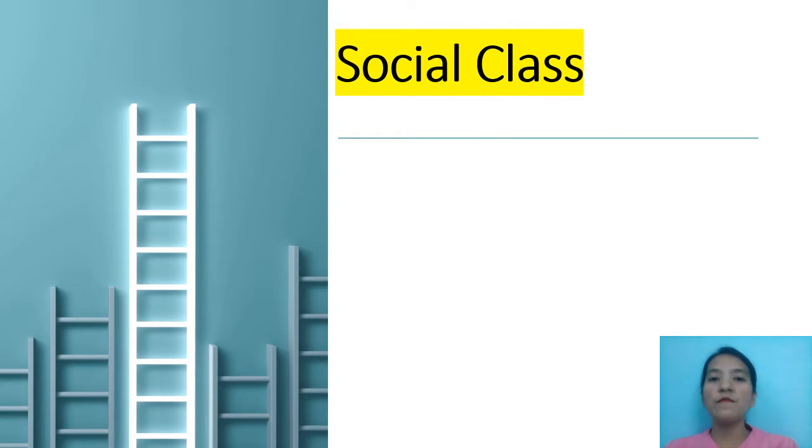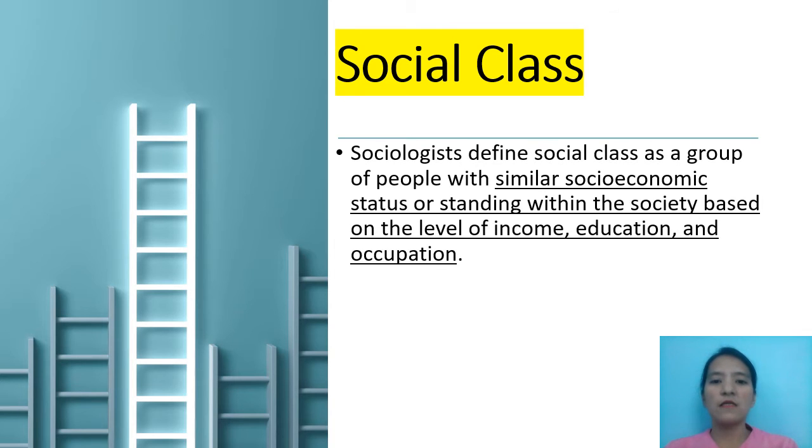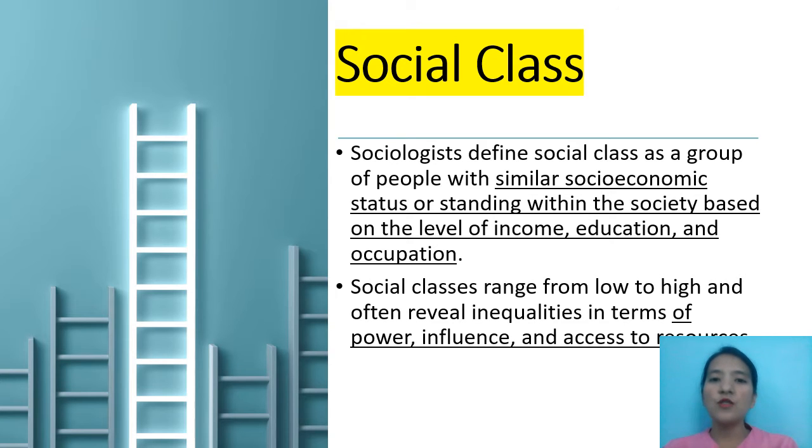Social class is one of the topics discussed using Marxist literary criticism. And talking about social class, sociologists define social class as a group of people with similar socioeconomic status or standing within the society based on the level of income, education, and occupation. Social classes range from low to high and often reveal inequalities in terms of power, influence, and access to resources.